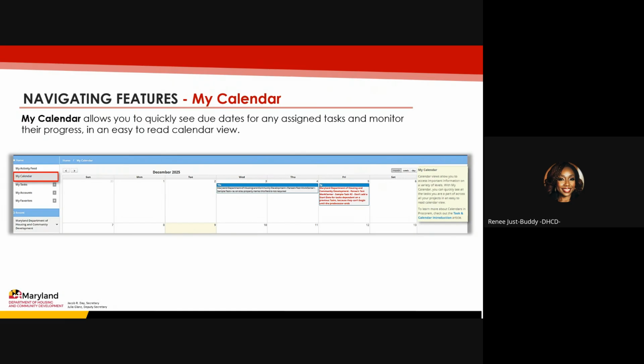The calendar view shows any due dates for any assigned tasks that you have, as well as the progress of those. So in this image here, you can see that the tasks from Wednesday, December 3rd through Thursday, December 4th have been completed, and the cross out of the font denotes that they have been completed. For Friday, December 5th, the red font indicates that that task is overdue.